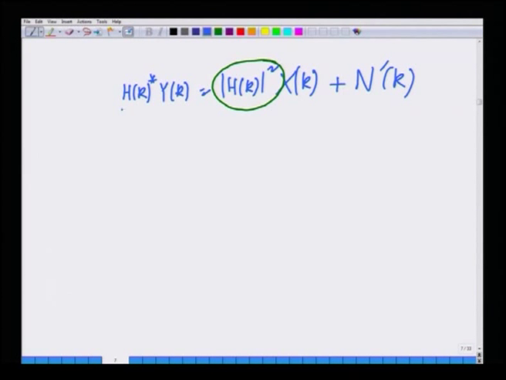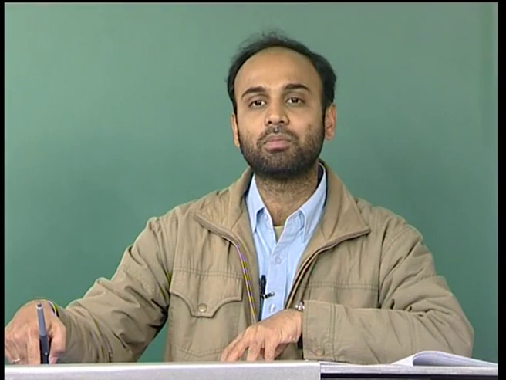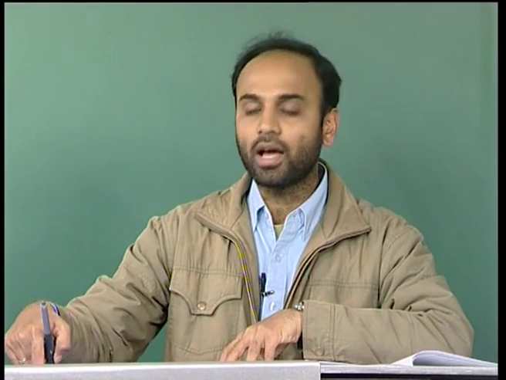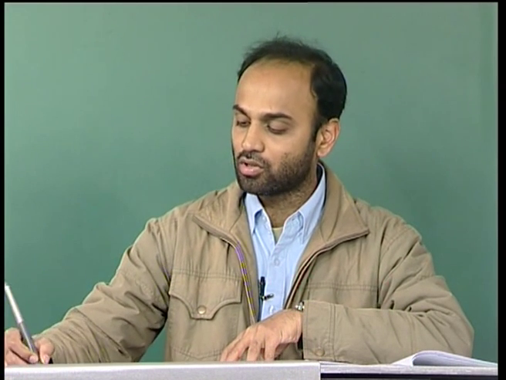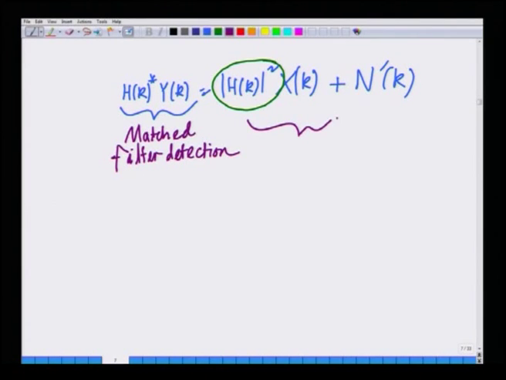This is nothing but essentially a matched filter detection, and remember, you cannot employ this for amplitude constellations like PAM because mod hk square distorts the amplitude of xk. However, it does not distort the phase. So if I have a constellation such as BPSK, QPSK, and so on, I can employ it to detect phase constellations. So this can be employed for BPSK detection.